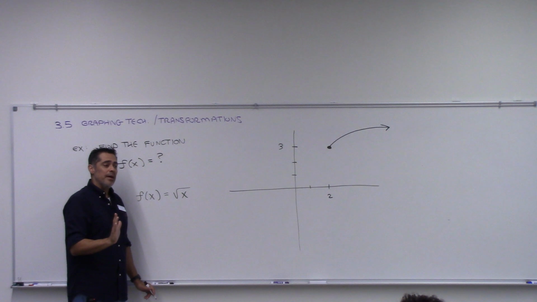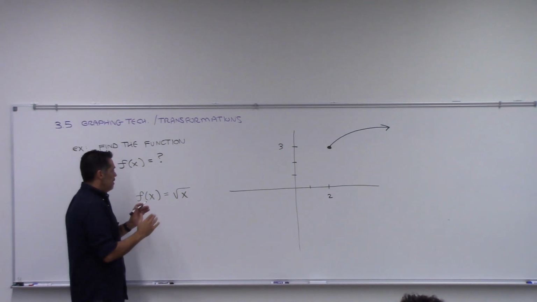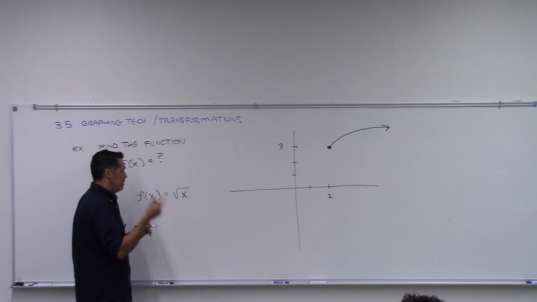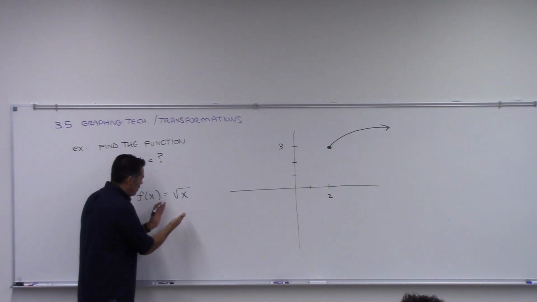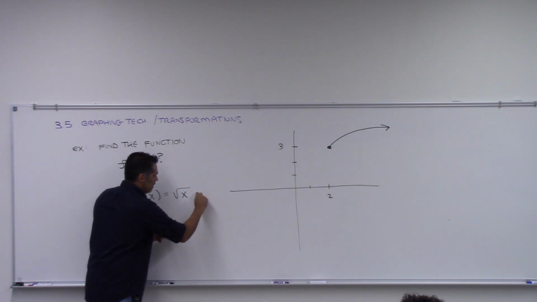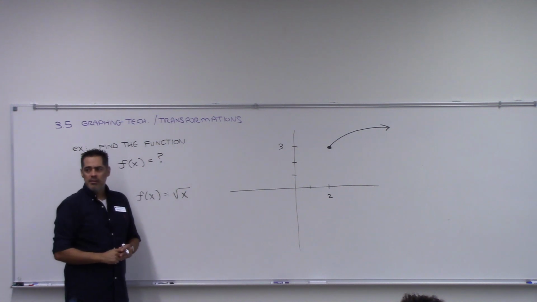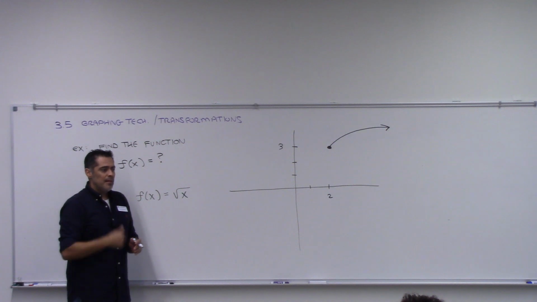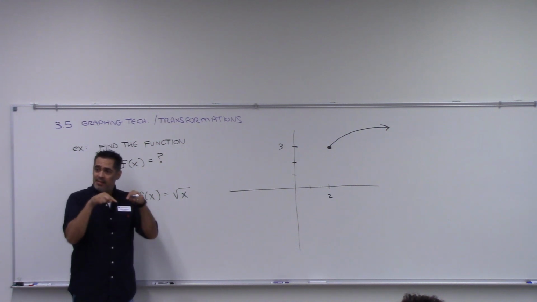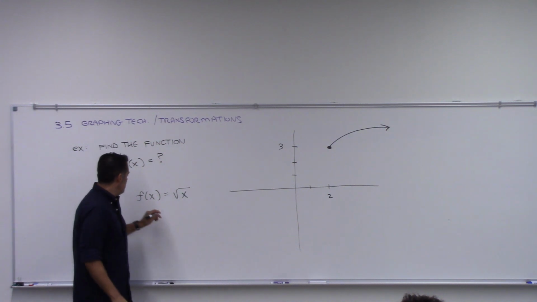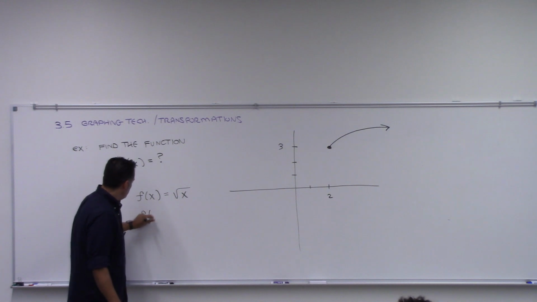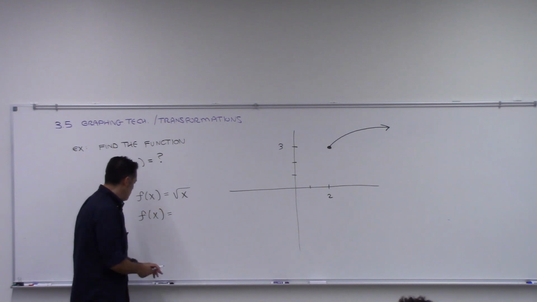But where do we do it? Well, left and right shifts are opposite of what you think, so we have to subtract 2, but where? Out here, like -2 out here? Or inside the root? Inside the root. The left and right shifts happen inside the function next to the x. So I'm going to write this down.